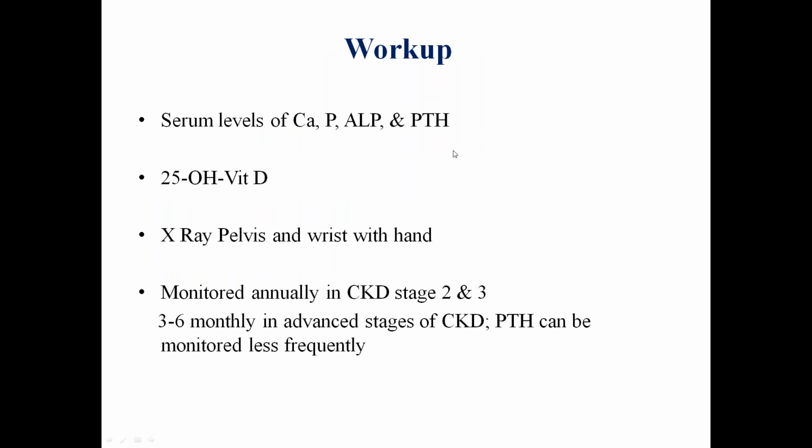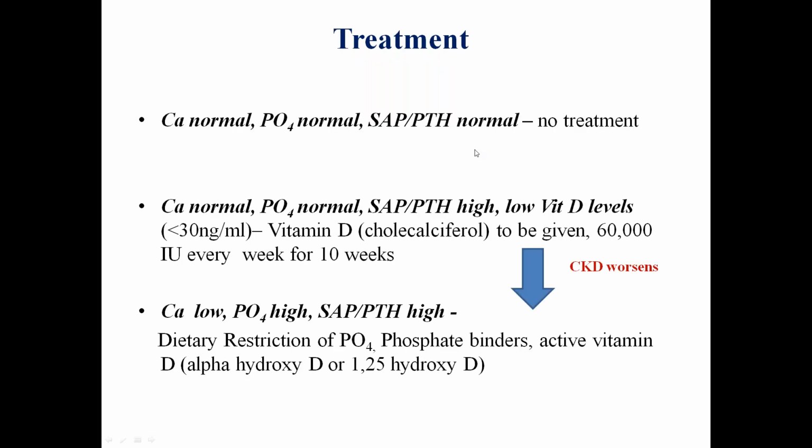So what is the workup that is required for these patients with bone mineral disease? Essentially, you need to look at their calcium, phosphate, and ALP values, their PTH values, and 25 hydroxy D levels to identify any concomitant vitamin D deficiency. An X-ray of the pelvis and wrist with hand is required to identify renal osteodystrophy as well as rickets. It is recommended that these investigations be done at least annually in early stages of CKD, that is CKD up to stage 3, and beyond, in stage 4 and stage 5, they should be done every 3 to 6 months.